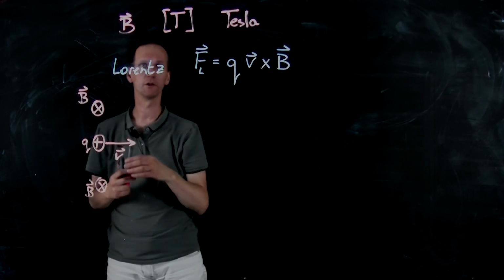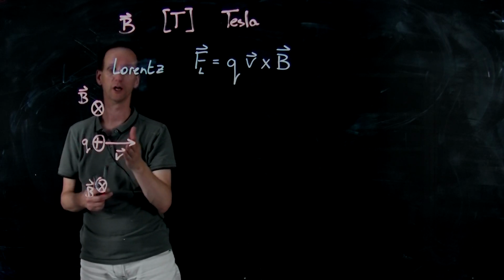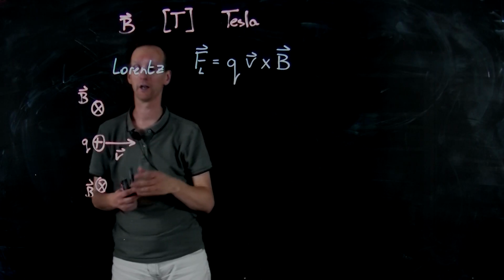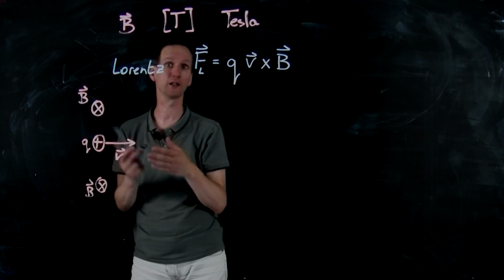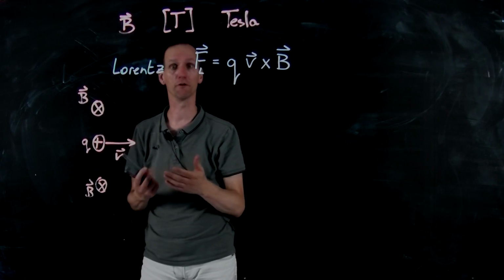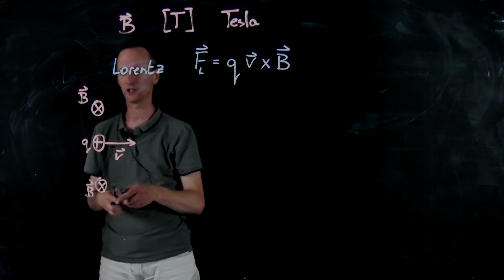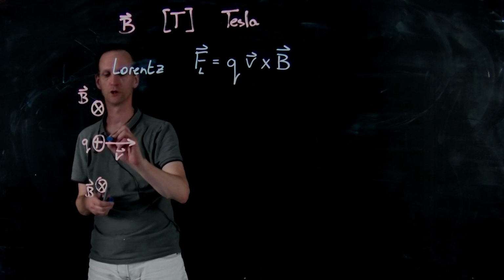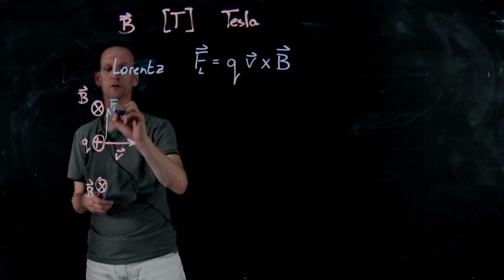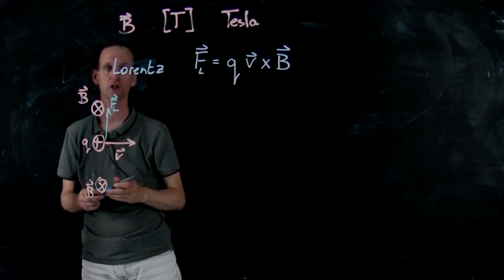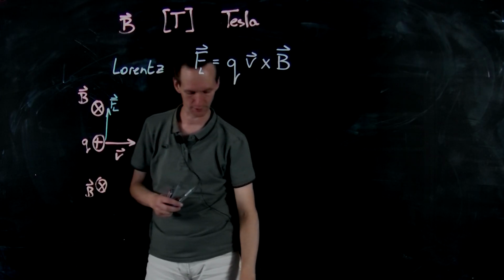Then we can find the direction of the cross product by rotating v in the direction of B, perpendicular to that direction. We can do that with our right hand, and the direction of our thumb gives us the direction of the force. So this, in this case, gives us a Lorentz force acting on the particle in the upward direction. This is the direction of the Lorentz force that follows from the Lorentz force equation.